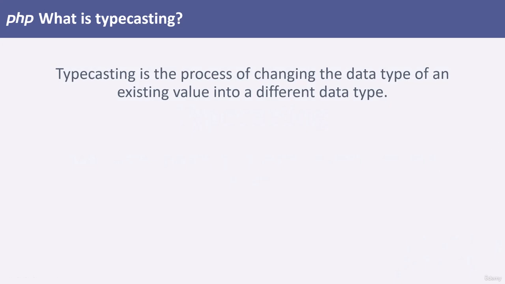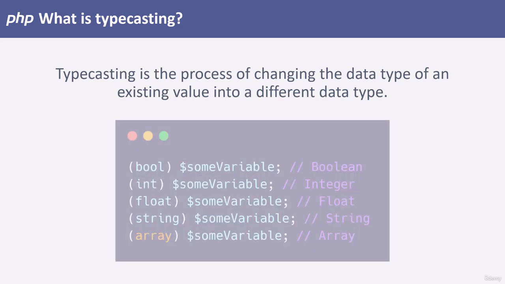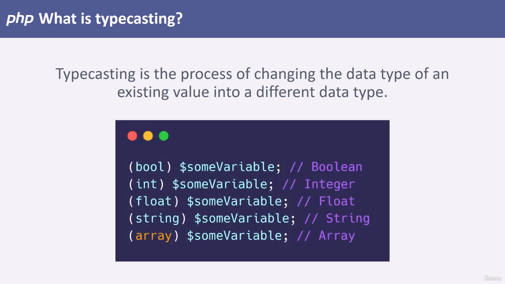Overall, PHP makes it extremely simple to change data types. Typecasting can be performed by wrapping the new type with parentheses. Afterward, you must provide the value to change. In this example, I'm demonstrating typecasting on a single variable. It's cast into a boolean, integer, float, string, and an array. While typecasting is powerful, the results can be unexpected.